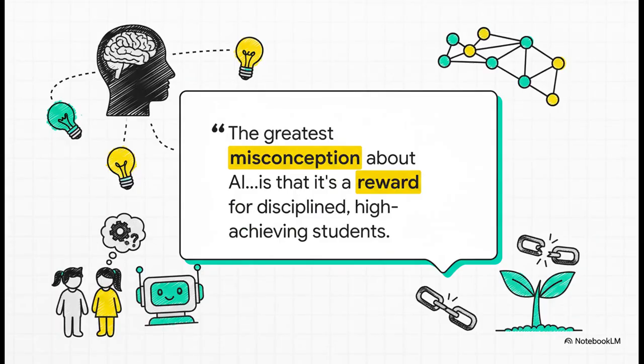Well, the material we're digging into today basically flips that whole idea on its head. It makes the case that AI's true power isn't for the students who are already cruising along. No, its real strength is in tackling the root causes of why classrooms get disruptive in the first place. You know, the frustration, the boredom, that feeling of being totally lost. So AI isn't the prize for good behavior, it's the tool you use to build it.